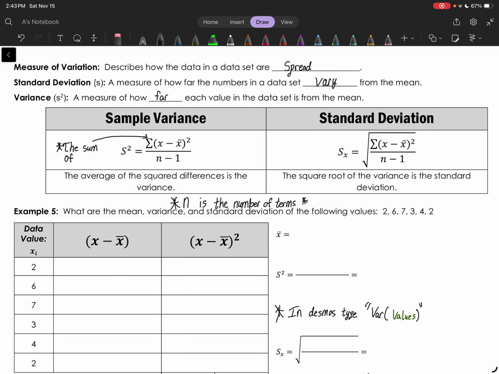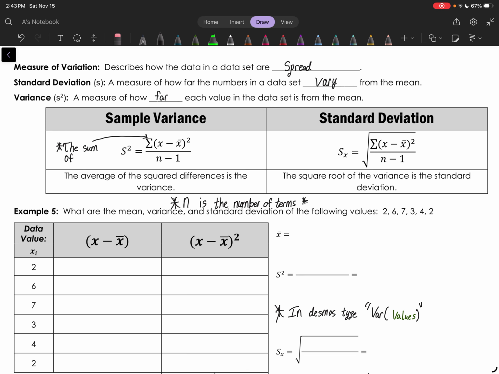Today we're looking at measures of variation. We're going to describe how the data in a data set are spread. We're going to look at the standard deviation, which is a measure of how far the numbers in the data set vary from the mean, and we are going to look at the variance. This is how far each value in the data set is from the mean. Now here are the two formulas we're going to be using.